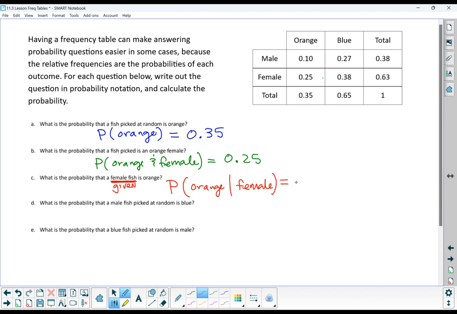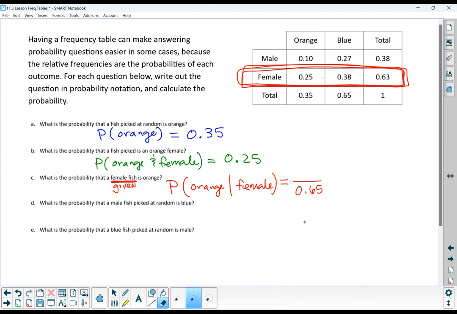We've done this with quantities before, and it works exactly the same way with frequencies. The given condition tells me that I'm limited to thinking about this column. I know that the fish is female. I'm wondering about the probability that the female fish is orange. So it's going to be out of all of the females, and it works with frequencies. Wow, I can't write the numbers that I mean to write today.